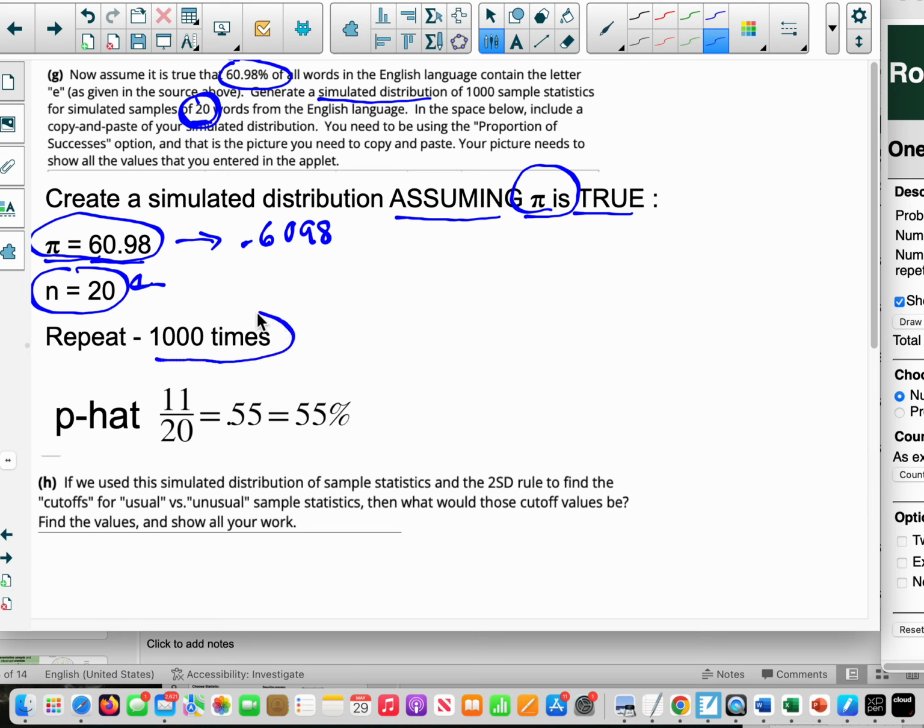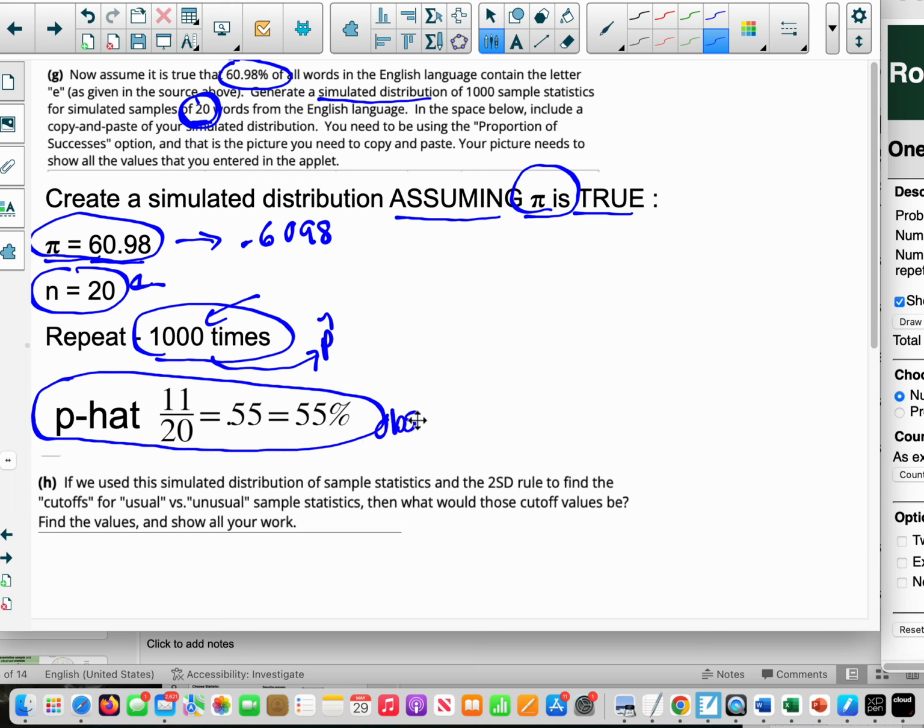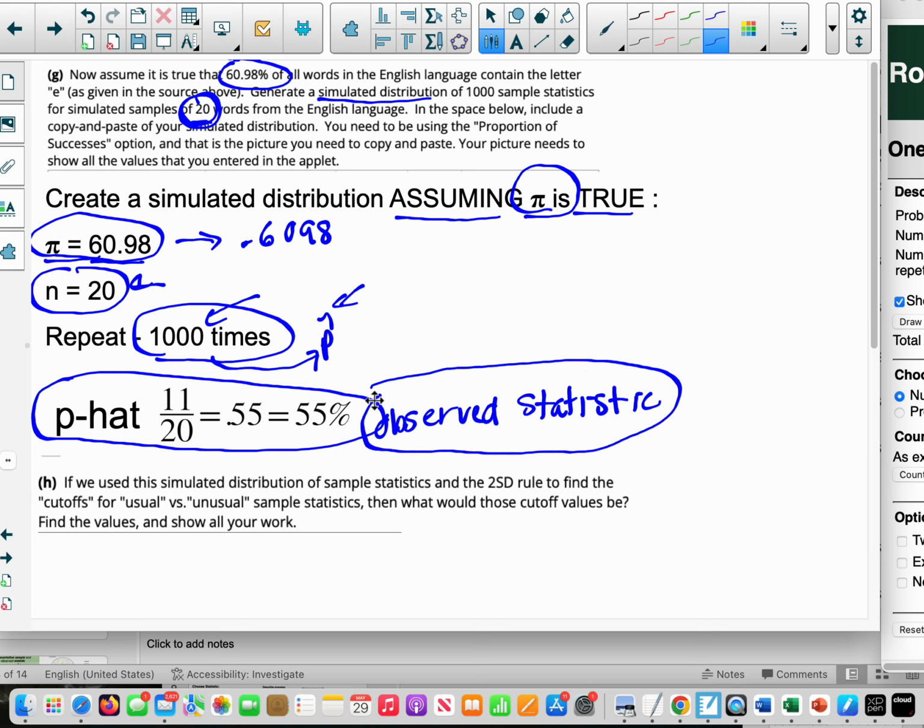And then I'm going to repeat it. I want to create a lot of dots. I want to create a lot of p hats. In this case, I'm going to create 1,000 p hats. The more times I repeat it, the closer the simulation approaches a normal distribution. And why do I do that? Because then I want to compare my actual observed statistic to that distribution. This is my observed statistic, not my simulated statistic. I'm going to create a bunch of statistics up here through the applet, and then I'm going to compare the one that I actually observed through my experiment.